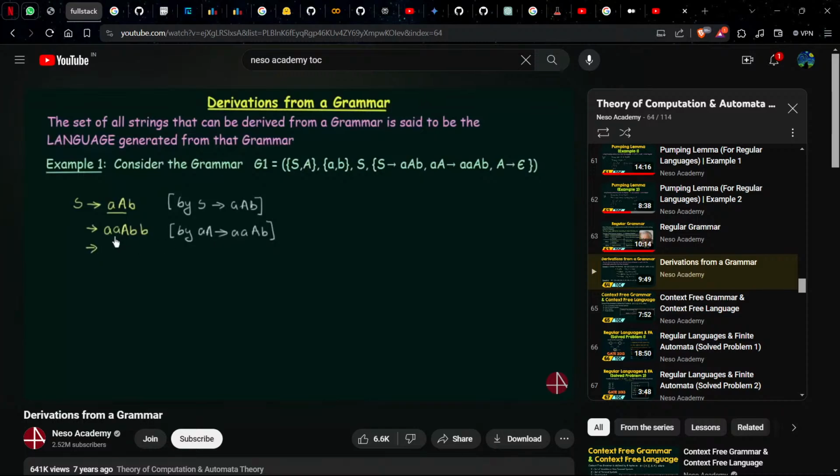Now let's further expand this. Again by the same production rule, I can take this A and expand it. This A can be written as aAb, and the b will be written as this. This is also by the same production rule as above, A gives aAb.